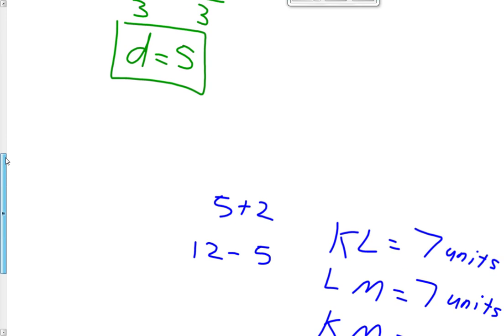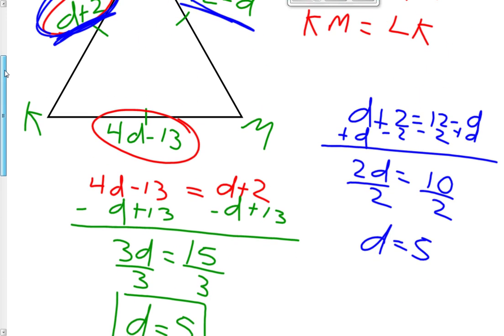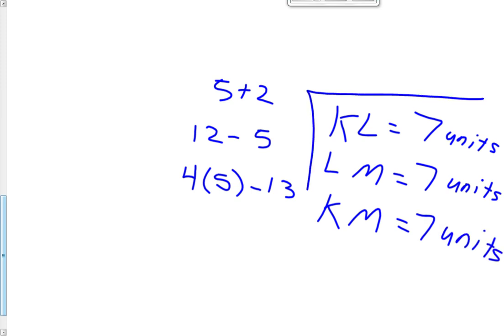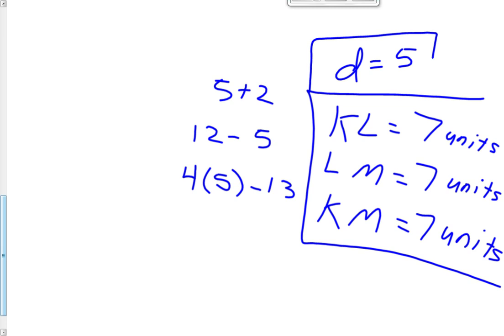And then KM is 4 times d minus 13. 4 times d we found to be 5. 20 minus 5 is 13. Isn't that something? They are all 7 units, which it should be that way, right? Because it's an equilateral triangle. So d equals 5, and all 3 sides are 7 units.